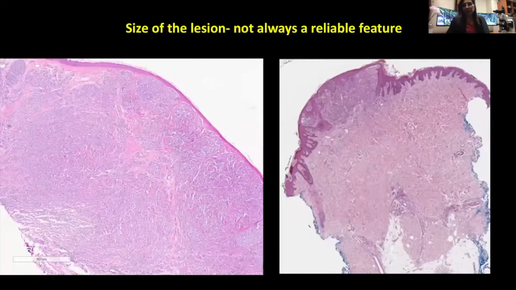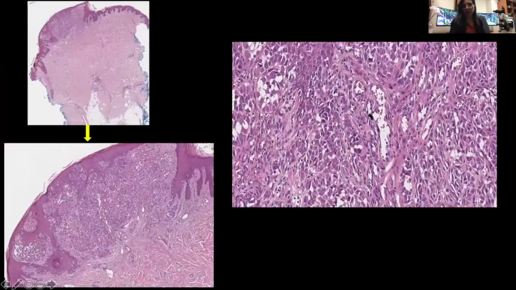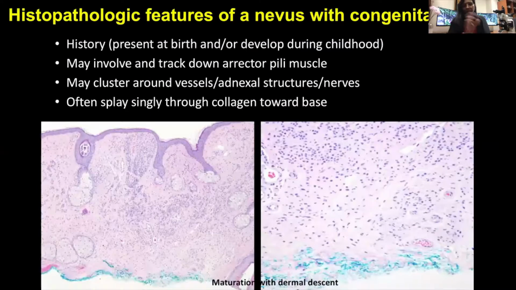And I mentioned the size, right? The benign is usually small, malignant usually big, but it's not always a reliable feature. You see, this one is big, okay, so that's melanoma, that's fine. But here, this is relatively small. If you see the higher power of that lesion, you see how atypical it is with the mitotic activity. So even though this is small, that's still a melanoma. So it's not always perfect, you know.